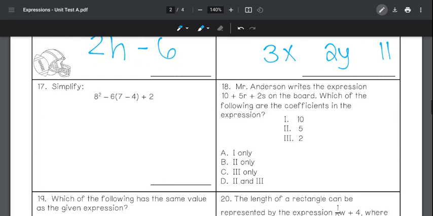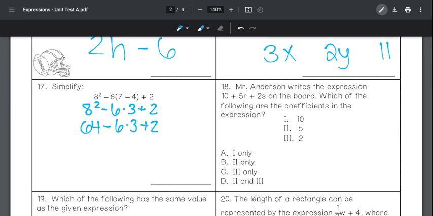Number 17, simplify, aka we're going to solve following PEMDAS, parentheses first. 7 minus 4 is 3. So this turns into 8 squared minus 6 times 3 plus 2. Next, exponents. 8 squared, 8 times 8 is 64. 64 minus 6 times 3 plus 2.